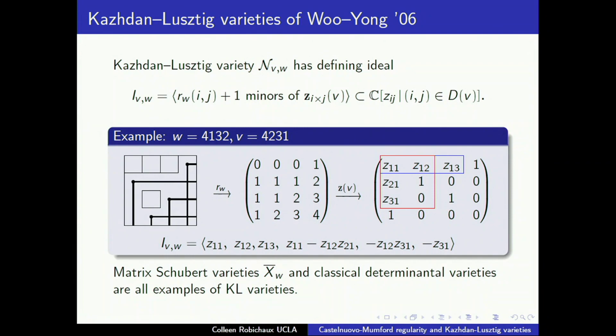Or I could take this lower right-hand corner to give me this blue submatrix, and the rank matrix of W would tell me I'm going to take the 1 minors of this blue submatrix, which is going to give me these 3 generators.